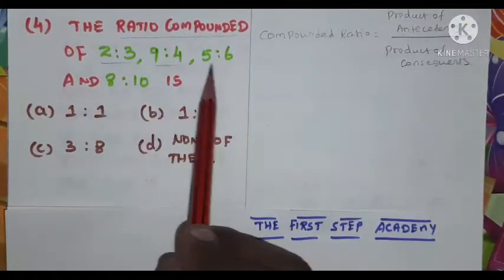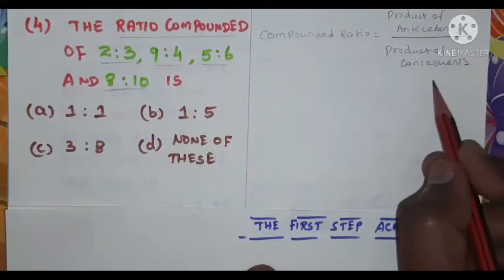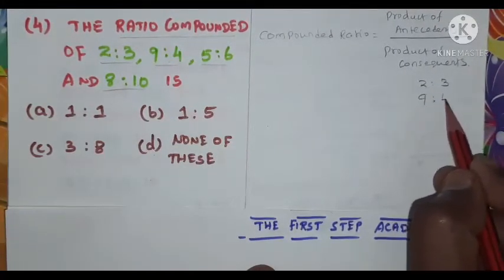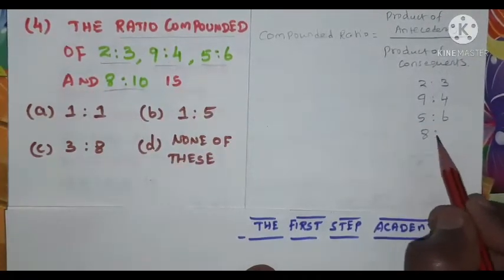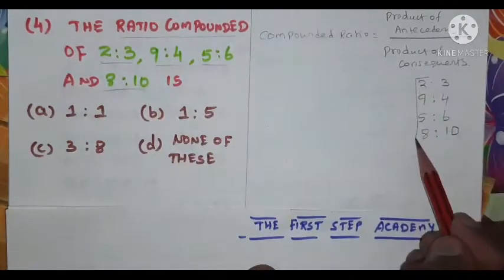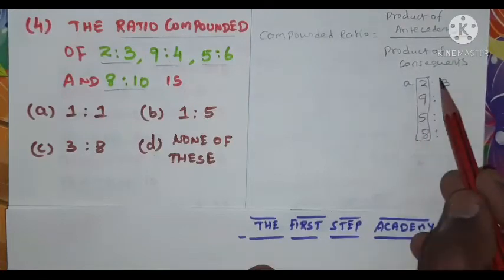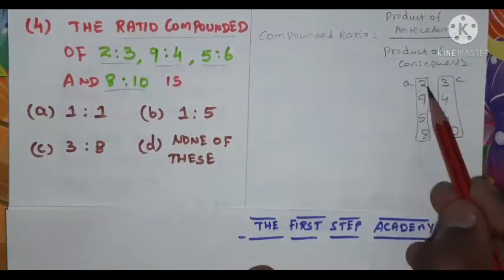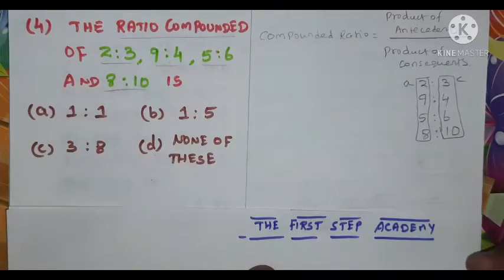We have 4 different ratios, right? I'm going to list the ratios for convenience. So 2:3, 9:4, 5:6 and 8:10, right? So these terms we call antecedents and these terms are called consequences. 2, 9, 5, 8 are antecedents, 3, 4, 6, 10 are consequences.